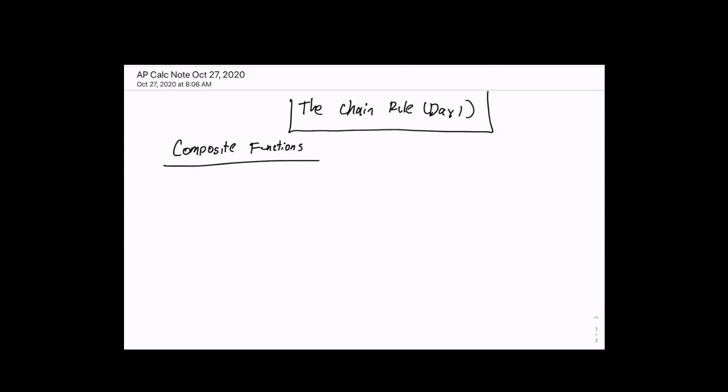A composite function is a function, and I'm going to put function in parentheses, within a function. I'll put that around it because you can have multiple functions within a function. You can have a function inside of a function that's inside of another function. You can have two functions that are within one function. So you can do a lot of different things. Like I said, that's why we have to practice it.